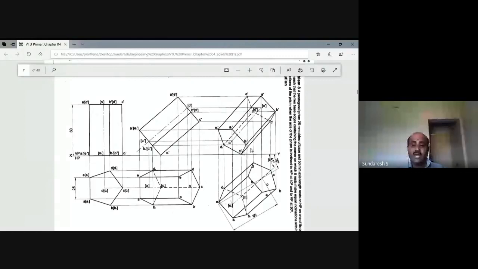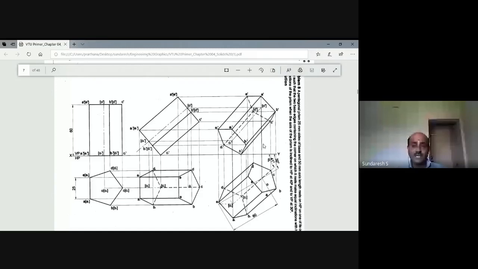See, C1 dash and C dash is an outline. C dash and B dash is an outline. A dash, B dash is an outline. A dash, E dash is an outline. E dash and E1 dash is an outline. E1 dash and D1 dash is an outline. So like this, you are going to get the outlines.